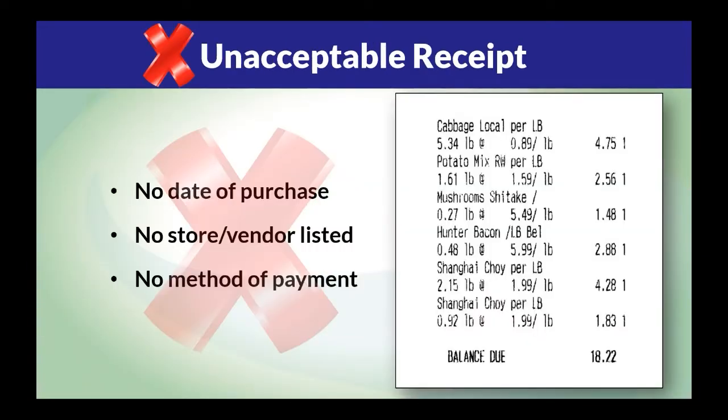This receipt is an example of an unacceptable receipt for the CACFP. The receipt does not contain a date of purchase, the name of the store or vendor where items were purchased, or the method of payment.